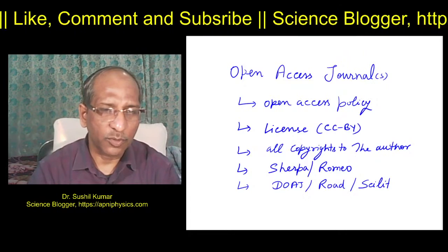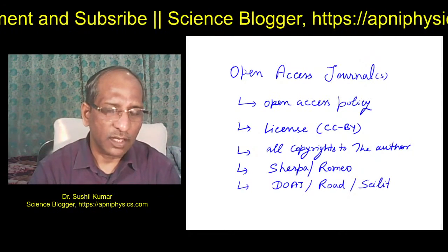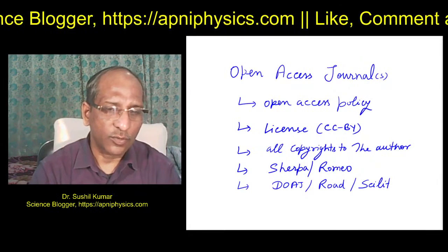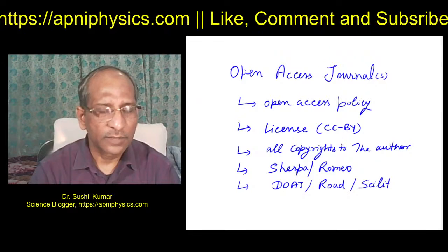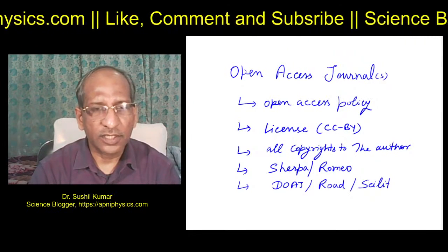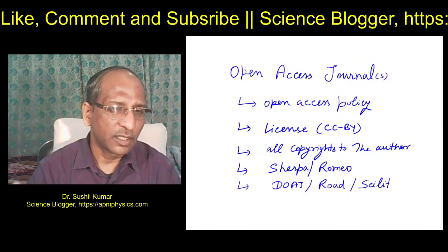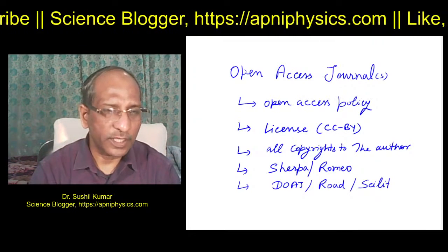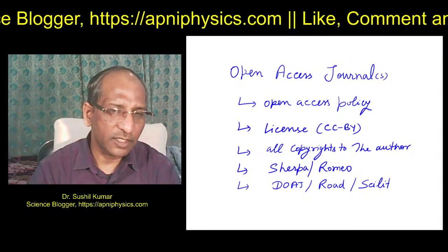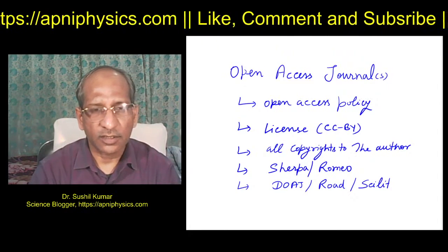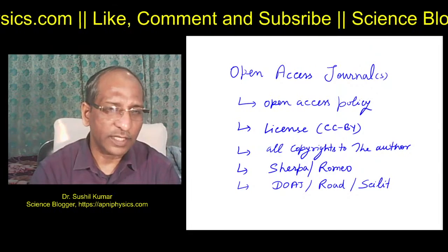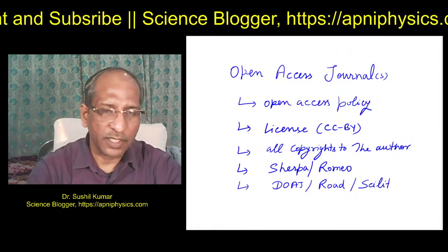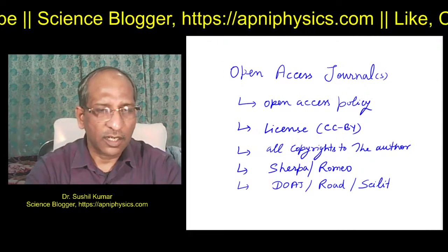At the next point, the journal has defined the open access policy at the Sherpa Romeo website, which states whether this journal is open access or not, or following the open access policy or not. And at the last, this journal is indexed or has the mark of DOAJ, the Directory of Open Access Journals. And if this journal is open access, it would also be available on different open access platforms like Scilit.